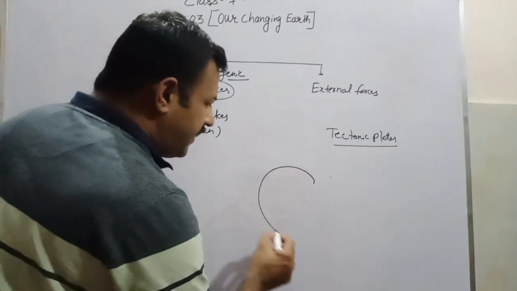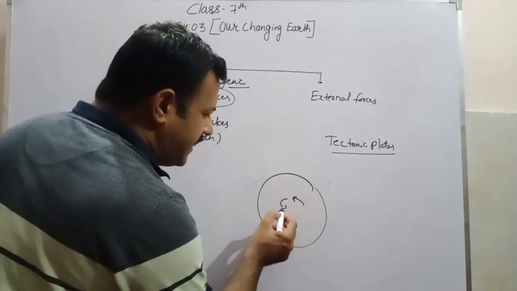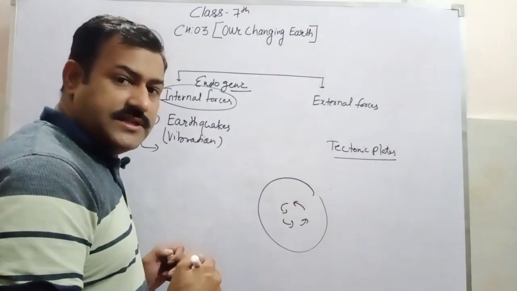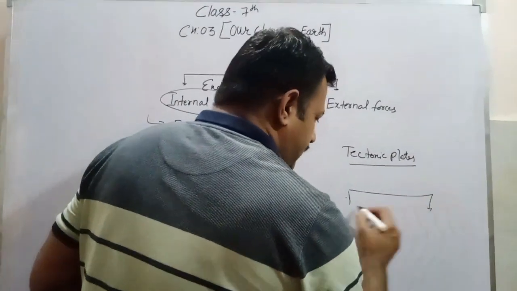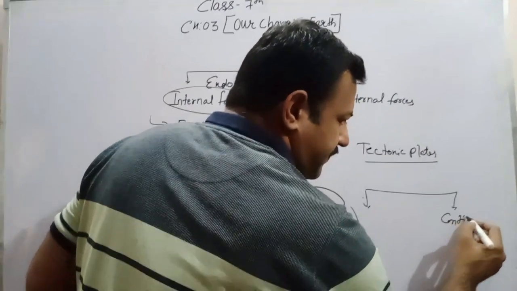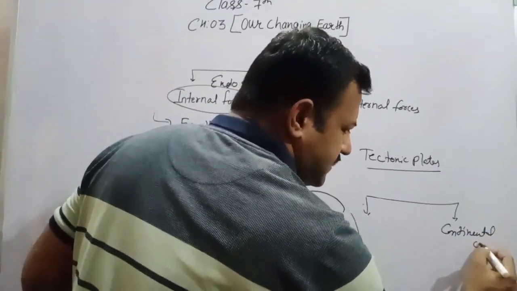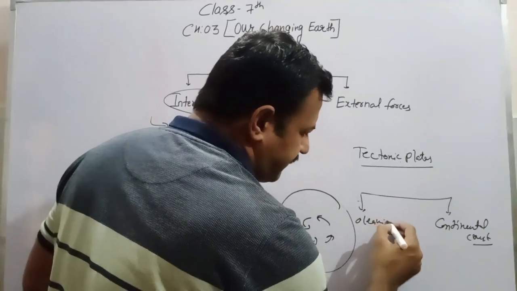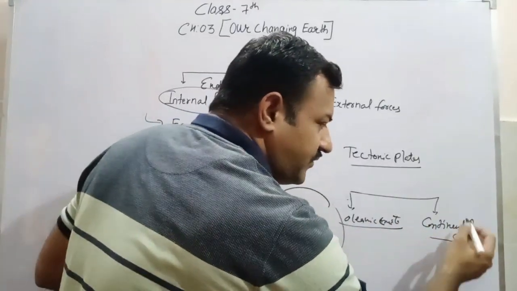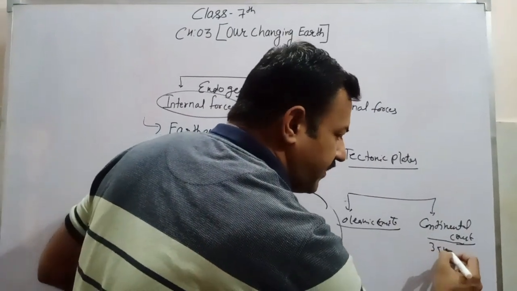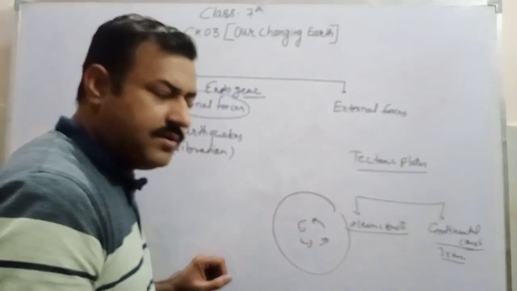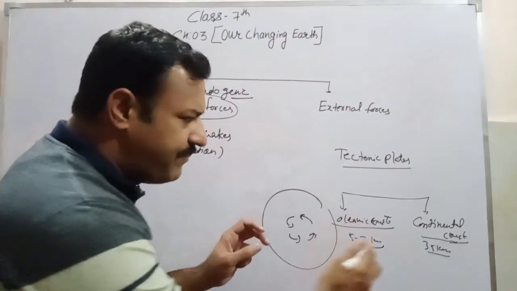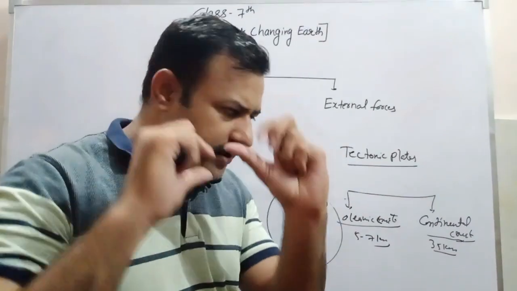Students, inside our earth, the magma is, as I told you, rotating like this. And in our first chapter, we have learnt continental crust and oceanic crust. The thickness of the continental crust is 35 km, so it is very thick. But the oceanic crust is 5 to 7 km thick, so comparatively, the oceanic crust is very thin.